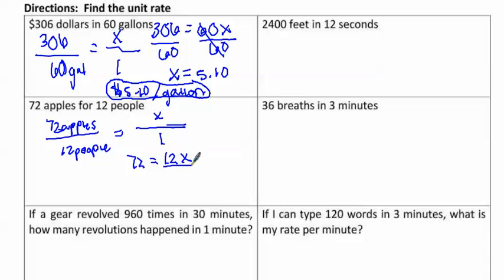It's a one-step equation. You have 12 times x. The inverse operation is division. So divide each side by 12 to get 6. So your final answer, you have 6 apples per person.